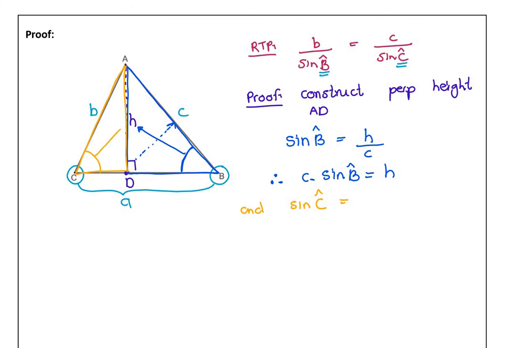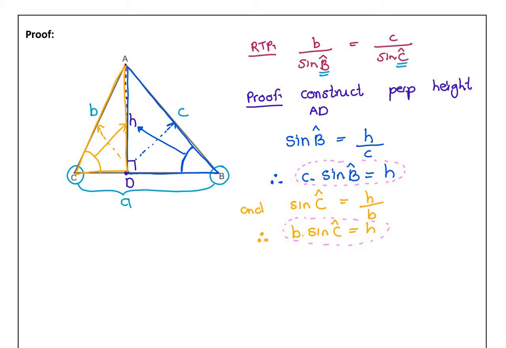And the definition of sine is opposite, which is again this height, or you could say AD, divided by the hypotenuse, which in this case is b. So in a similar way, I'm going to multiply by b on both sides, so this becomes b times sine of angle c is your height. Now what this has created is one expression for h, which is c sine b, and another expression for h, which is b sine c.